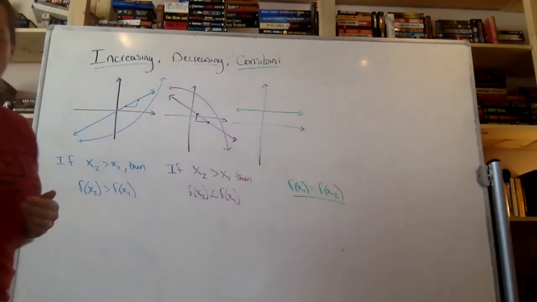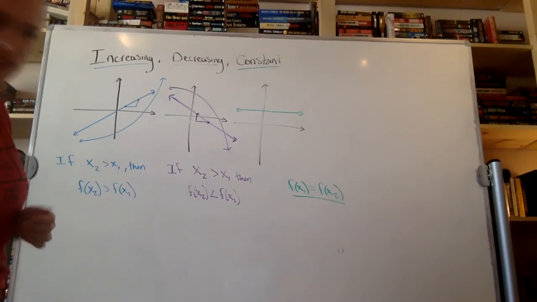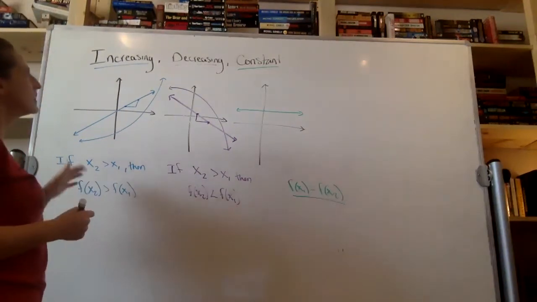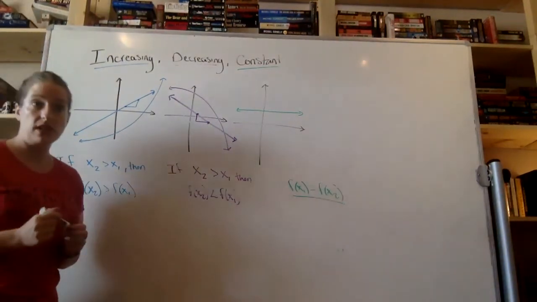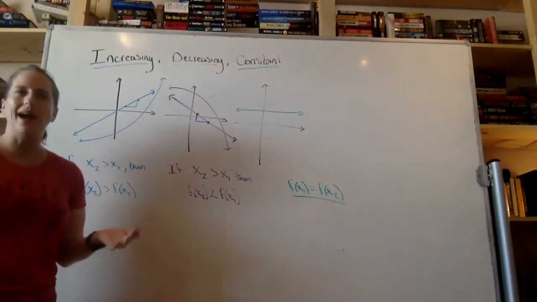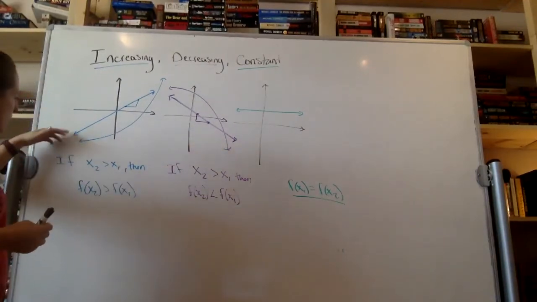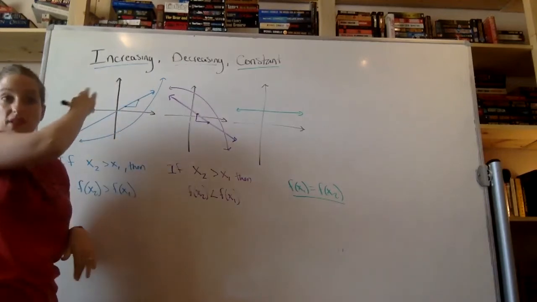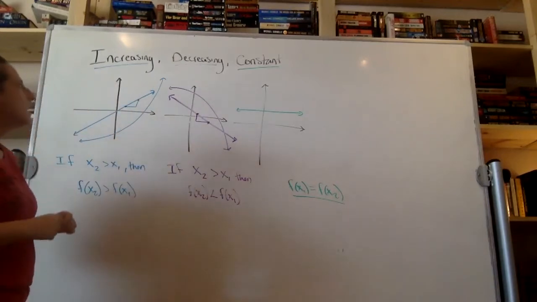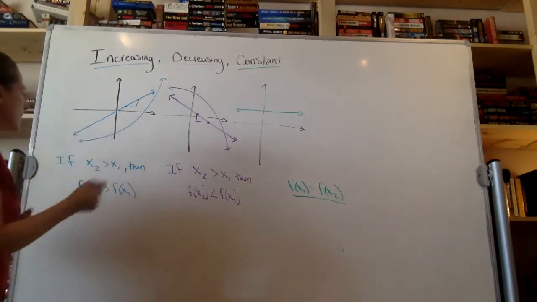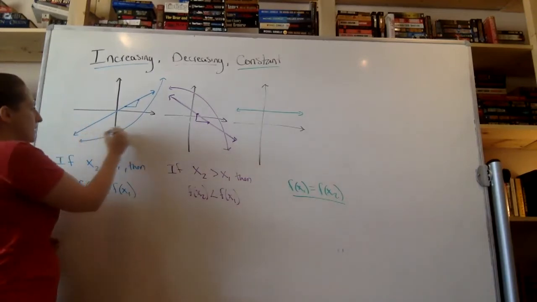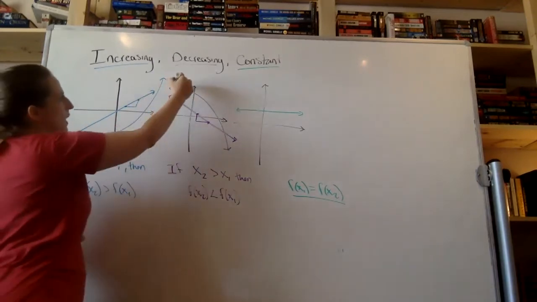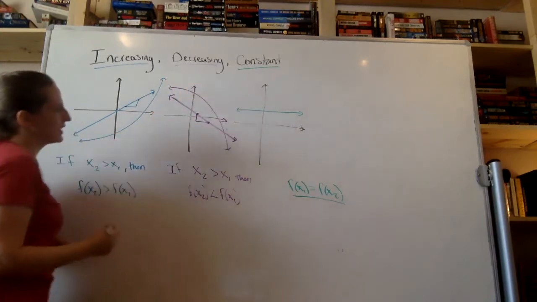Now, one kind of back pocket tip that can be really helpful for deciding whether a graph is increasing or decreasing is sort of my hiking analogy. Imagine if you were walking along the function from left to right. We always walk on top of functions, not on the bottom of functions. Increasing means you're going uphill, right? So if I'm walking along this function, I'm going uphill. If I'm walking along this function, I'm going downhill.